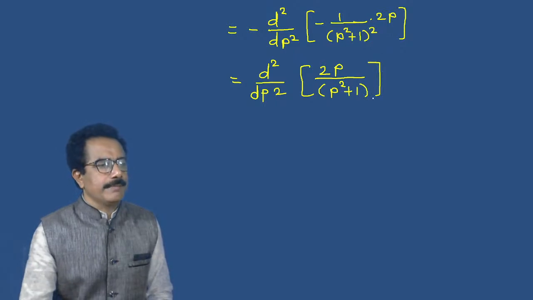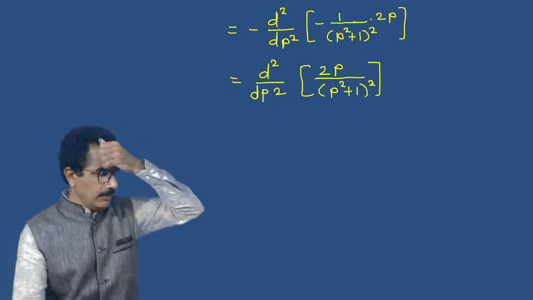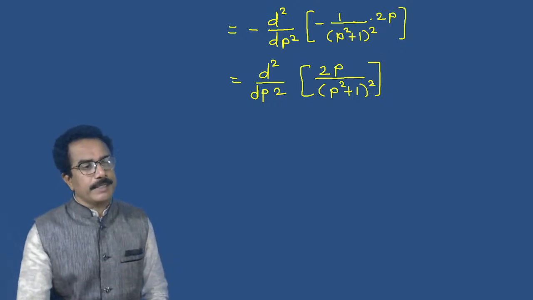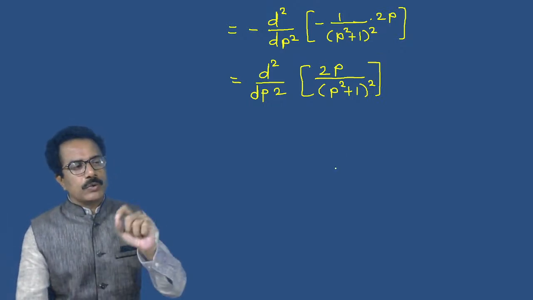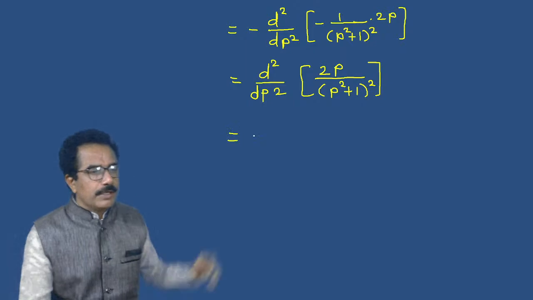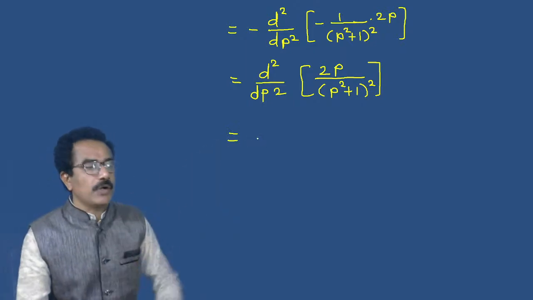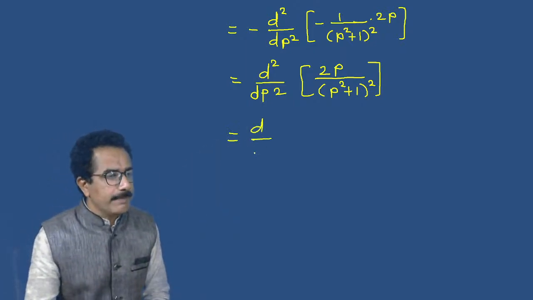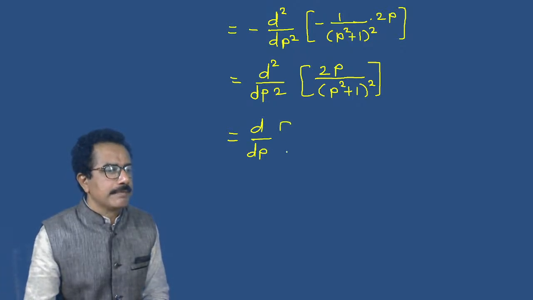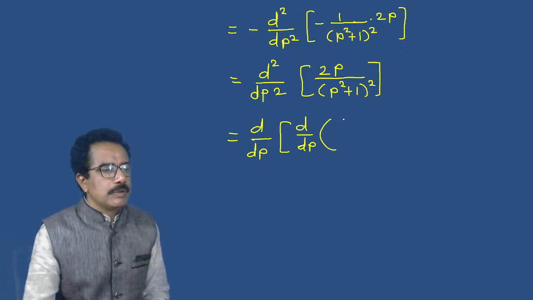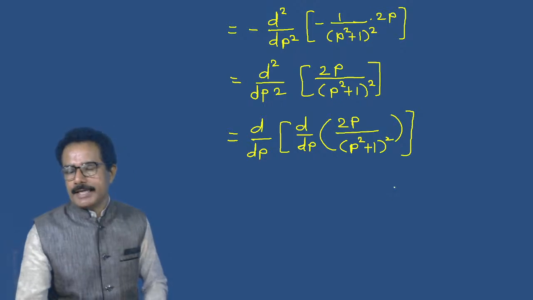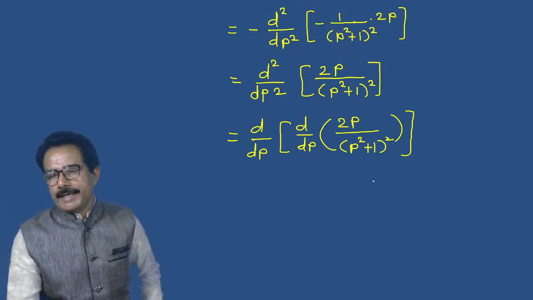Here is a square. Again, here is a square. We have to calculate the square of the denominator. Now in this case, we have to take the second order derivative. Therefore, operate the first order derivative d by dp of 2p upon p square plus 1 bracket square. Now how will we have to solve this derivative? Students, you tell me.